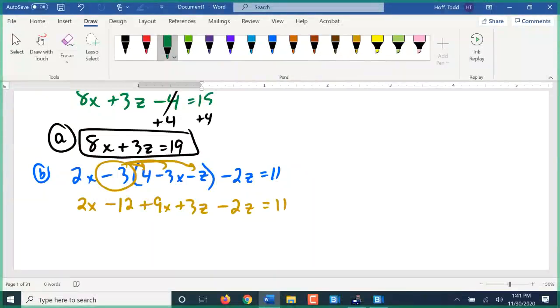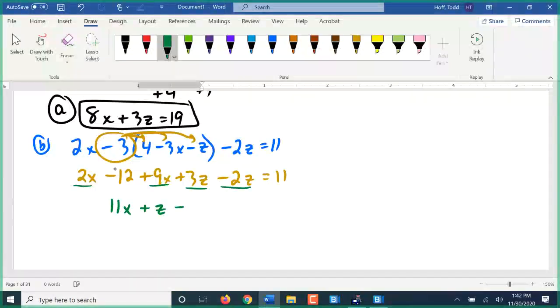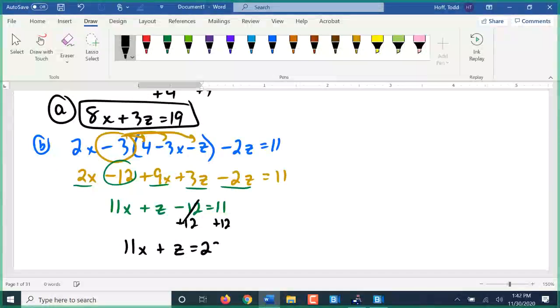And now I can combine. 2x and 9x is 11x. 3z and -2z is just 1z, or just z. I still have the -12 equals 11. And now I have to add 12 to both sides. Get 11x plus z equals 23. That's my equation B after I substituted in my other equation.